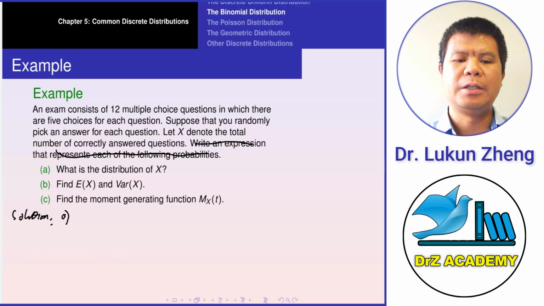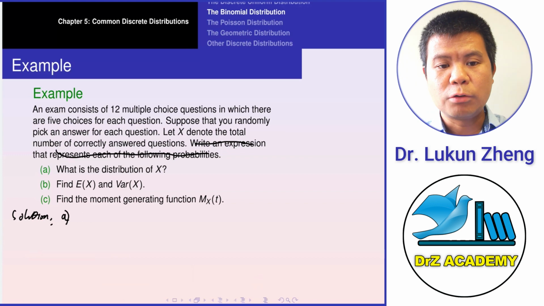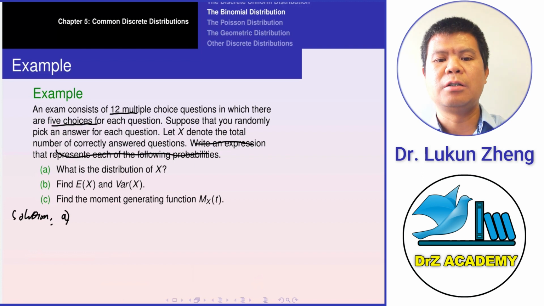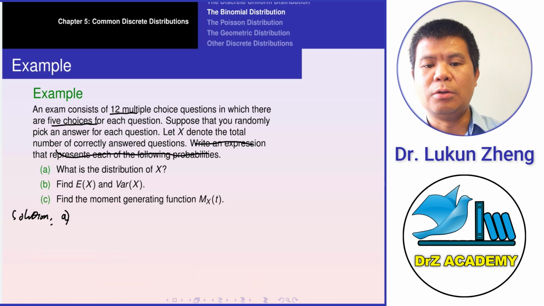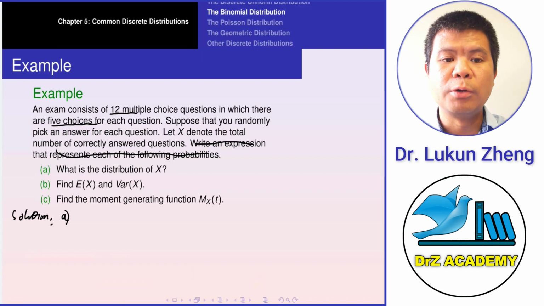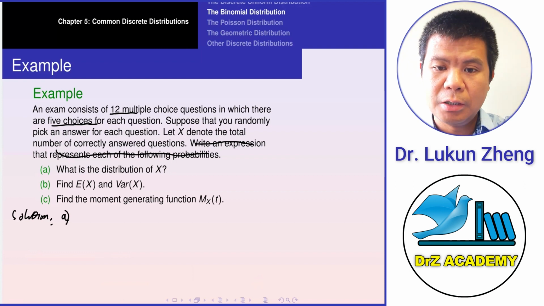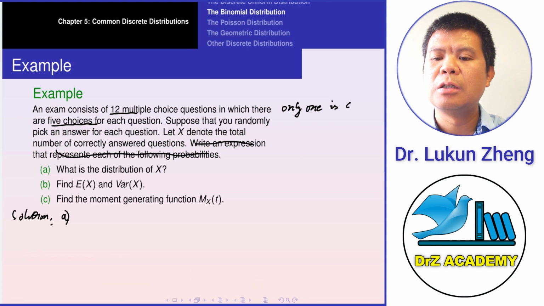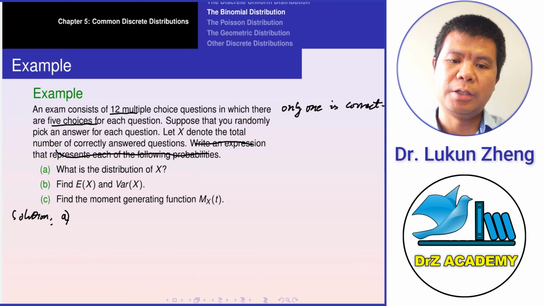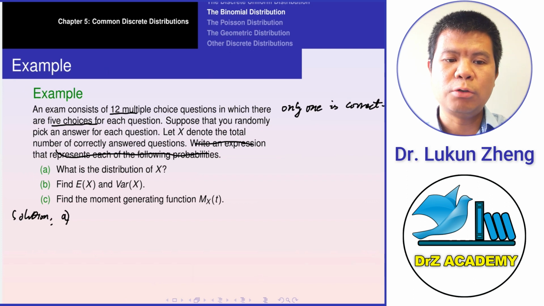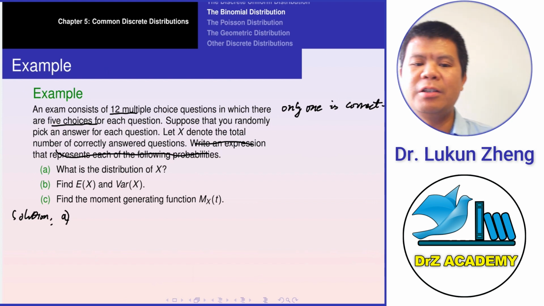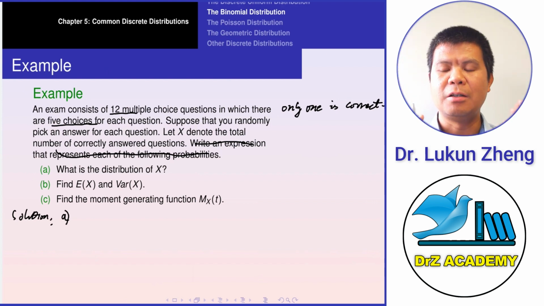All right, part A. So what is the distribution of X? You have 12 multiple choice questions, and 5 choices for each, where only 1 is correct. Let's say that only one answer is correct. So suppose that you randomly pick an answer for each question. Then they're independent and they have the same probability of success.